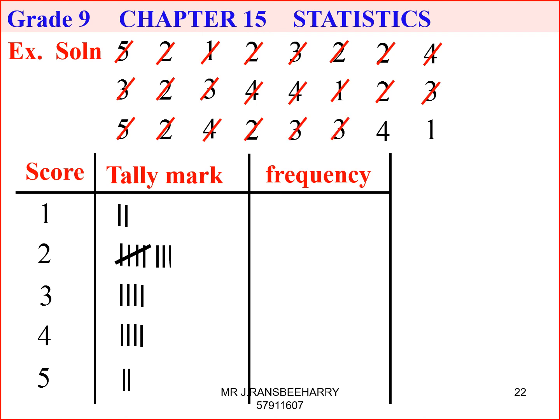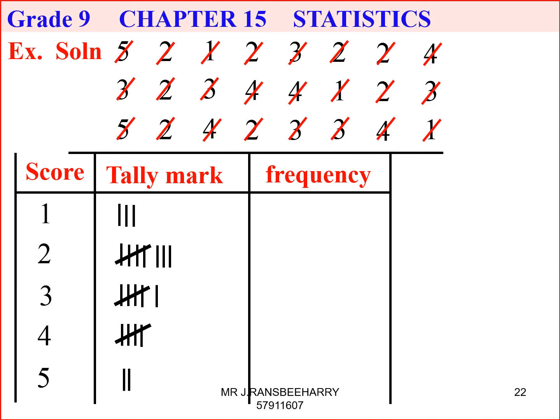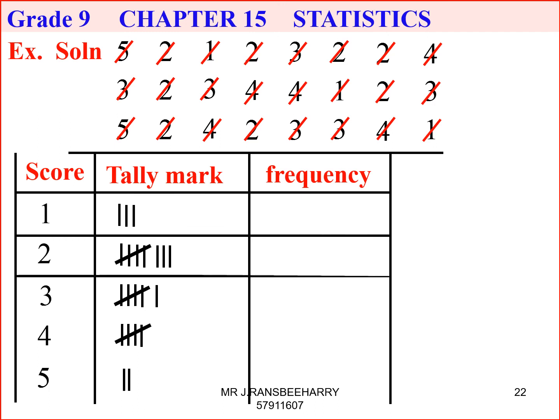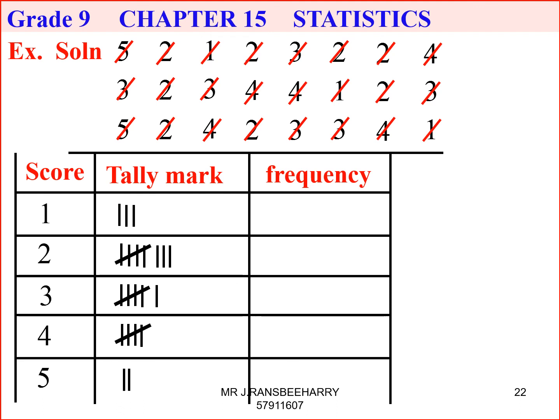So 1 we have obtained 3 times, 2 8 times, 3 6 times, 4 5 times, 5 2 times. So when we add, we must obtain 24. So 3 plus 8, 11 plus 6, 17 plus 5, 22 plus 2, 24. So we can draw a frequency table from here.